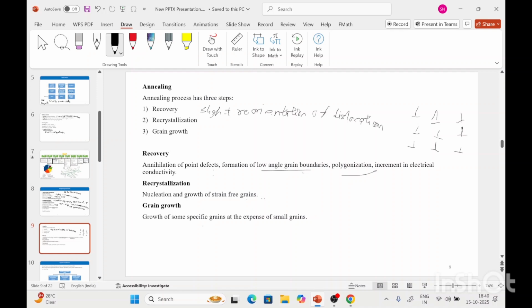Next is recrystallization. In recrystallization, nucleation and growth of strain-free grains happen. The orientation level is higher in recrystallization because the temperature and deformation are also higher to occur the recrystallization. That will create small strain-free grains in the material. If the deformation is higher, then more strain-free grains will generate, which results in finer grain size.